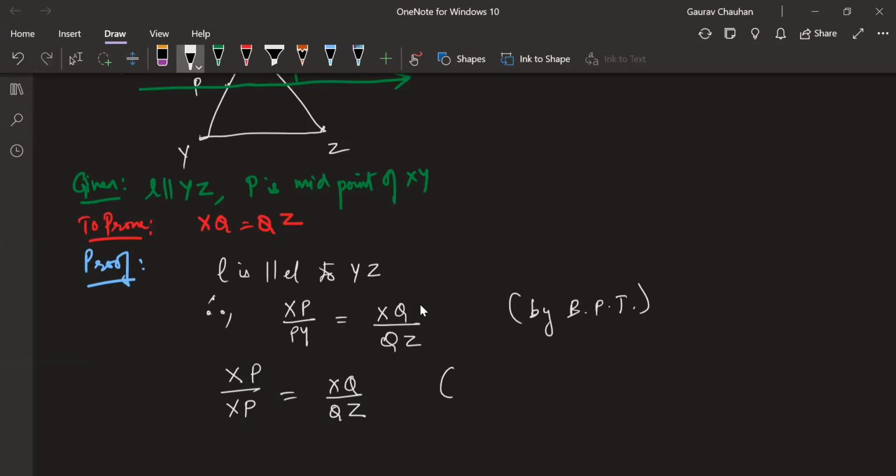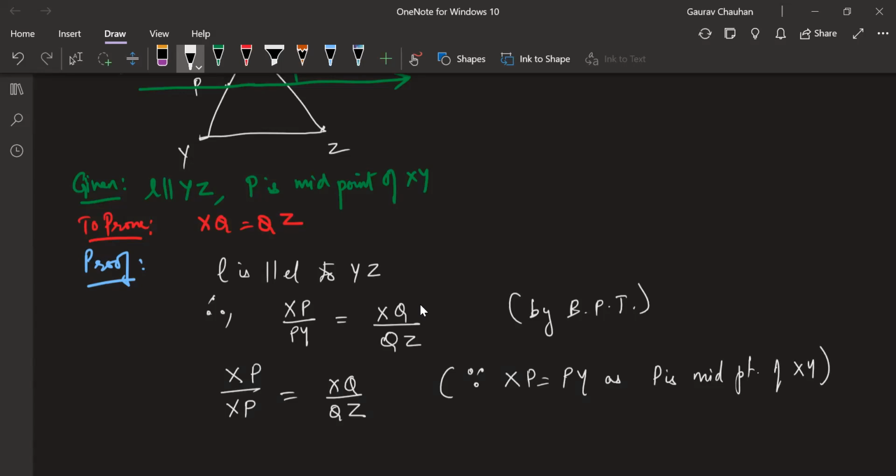What will you write in the reason? Since P is the midpoint of XY. Let's write: since XP is equal to PY as P is the midpoint. Got it? Yes, sir. Okay.